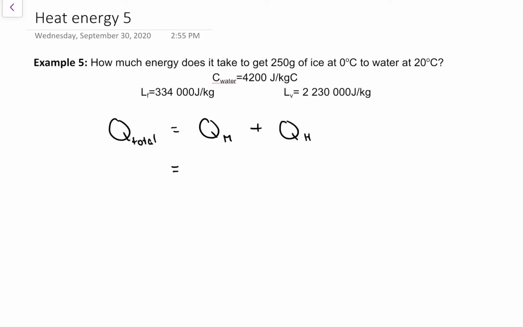Whenever we have a change in state, the equation we use is M times L. We just need to think about which L to use. In this case, since we're going from a solid to a liquid, that's a case where we use the fusion. So it's going to be M times LF. We'll deal with the energy it takes to melt it. And whenever there's a change in temperature, that's an MC delta T equation.